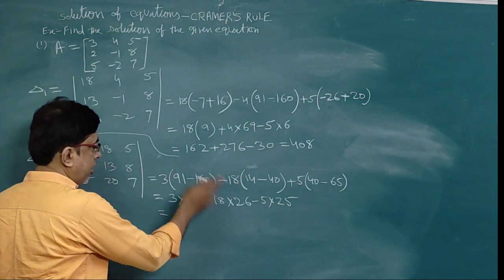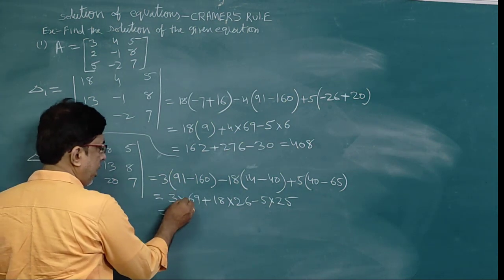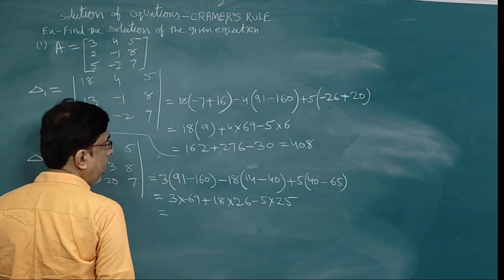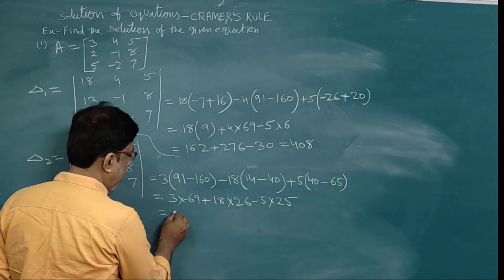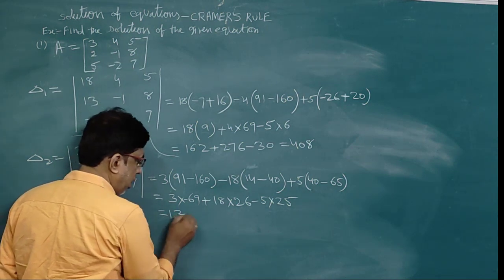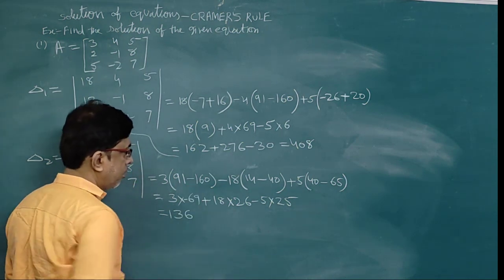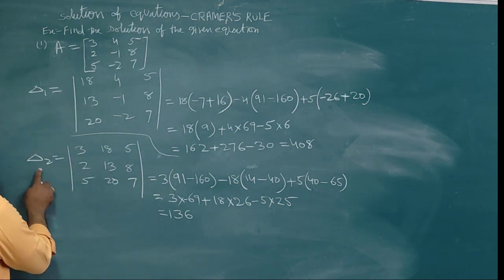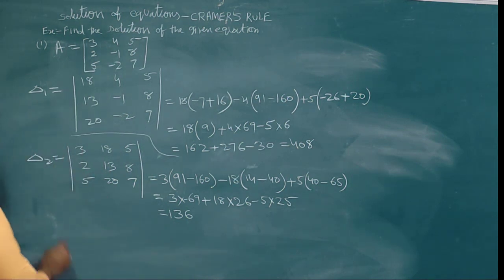Right, you got it. Check it. This one is a minus, right? Again we will get how much? You got 136, right? So you got delta 2. Now we have to find delta 3.